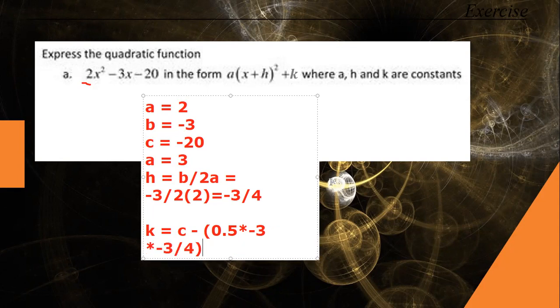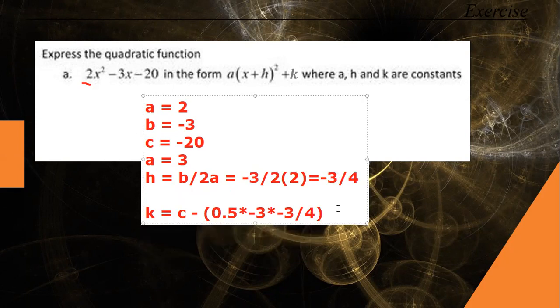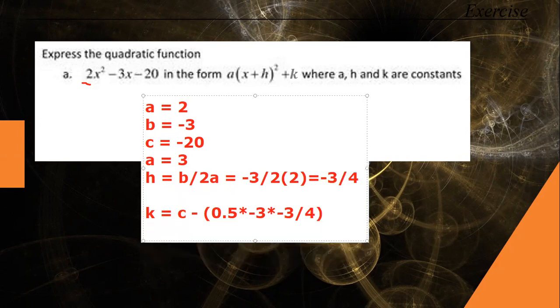And when you calculate all of that, you're going to get -169 over 8. How many people got that? Yes, no, maybe, kind of, not quite. All right, so if you need to, stop the video and rewind till you understand this part thoroughly.